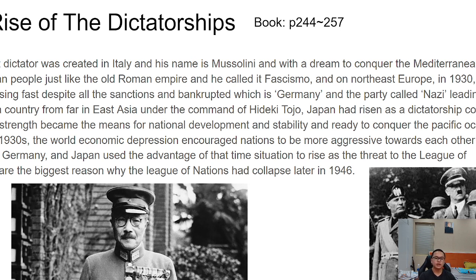In the 1930s, a country from far in East Asia, under the command of Hideki Tojo, Japan had risen as a dictatorship, and military strength became the means for national development and stability, ready to conquer the Pacific Ocean. That is because in the 1930s, the world economic depression encouraged nations to be more aggressive towards each other. So that is the reason why Italy, Germany, and Japan used the advantage of the situation at that time to rise as a threat to the League of Nations. These are the biggest reasons why the League of Nations collapsed in 1946.